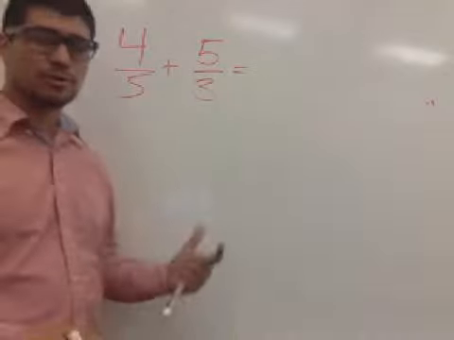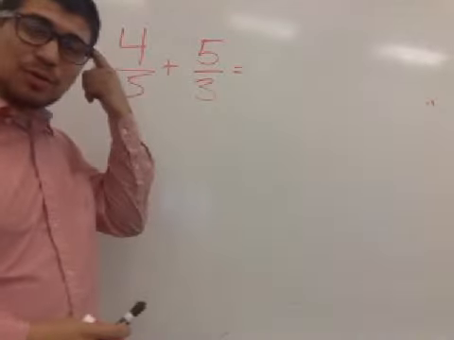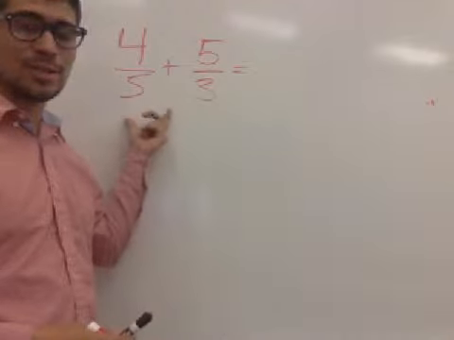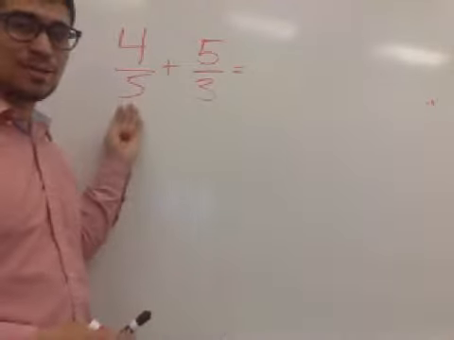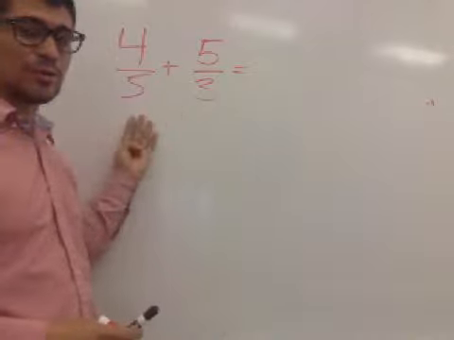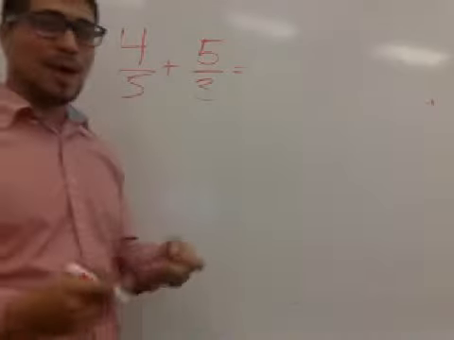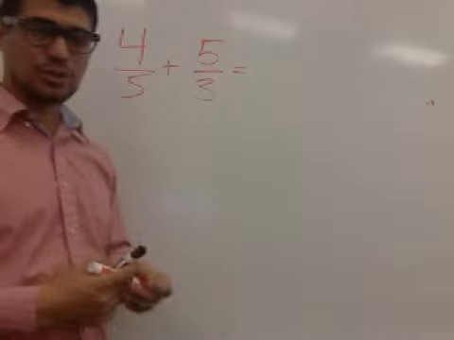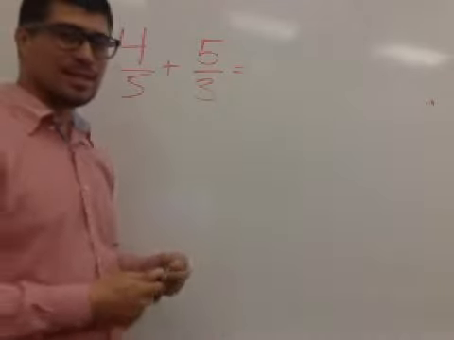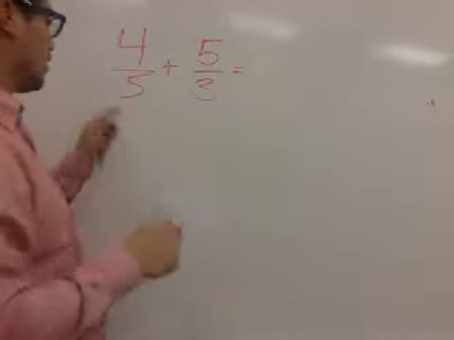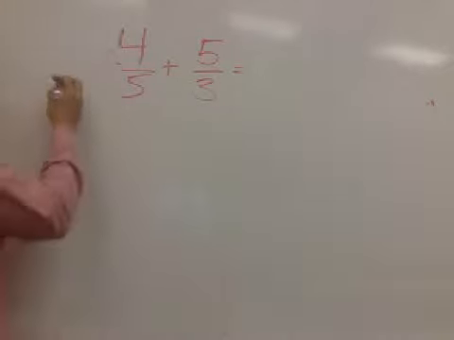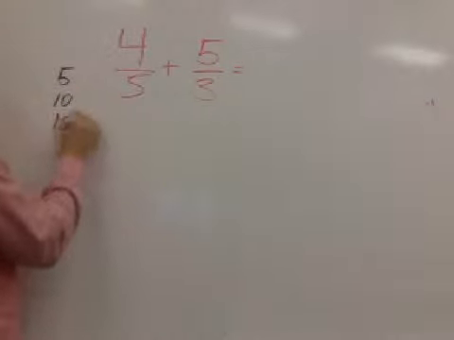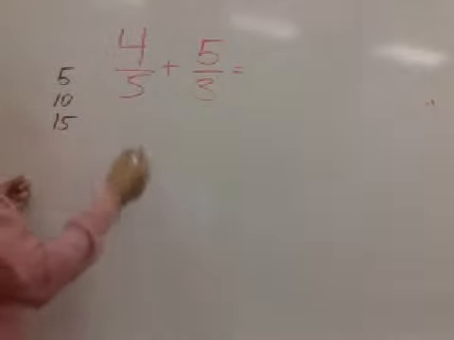In order for us to be able to work out this fraction, we need to have common denominators. The denominators need to be the same, meaning that they both need to be 5 or they both need to be 3. So the first step you should be doing is listing the multiples for 5 and for 3. We'll do 5, 10, 15.